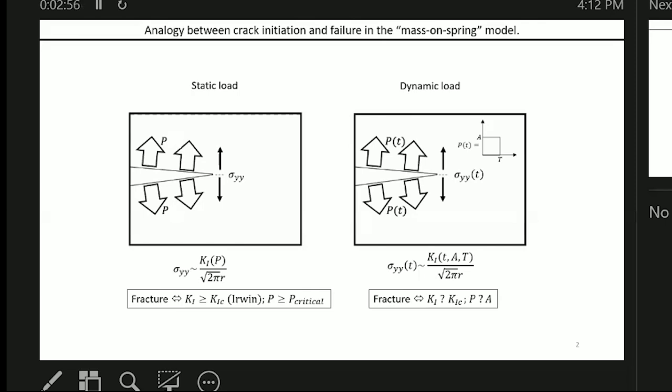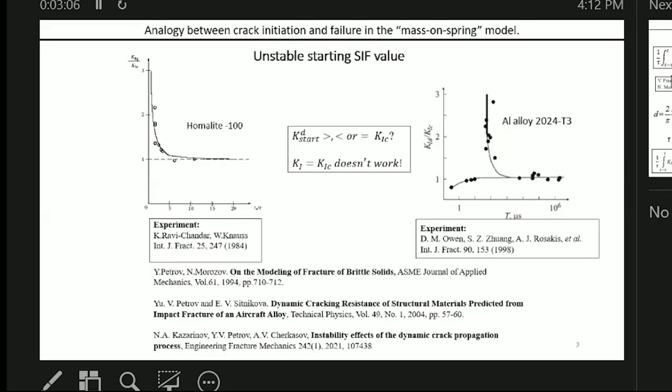The standard route is to introduce some temporal dependencies and functionals instead of critical values. But some experiments, especially with short pulse loads, can be simulated using these functionals. And for example, as Professor Petrov just told us, stress intensity factor can be lower than the static critical values if the so-called fracture delay is accounted for.